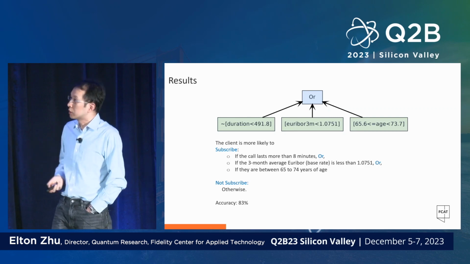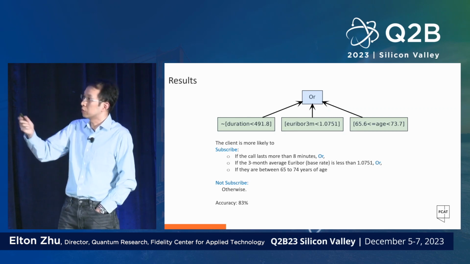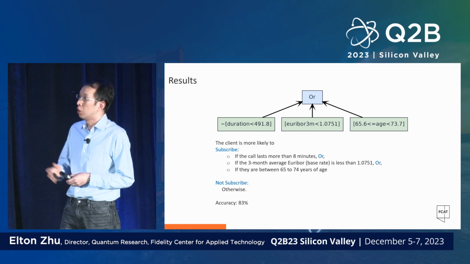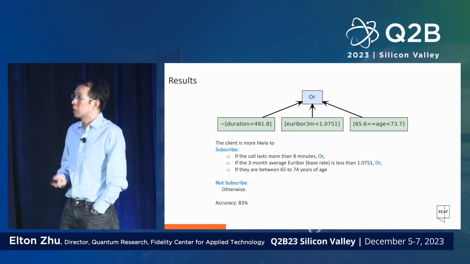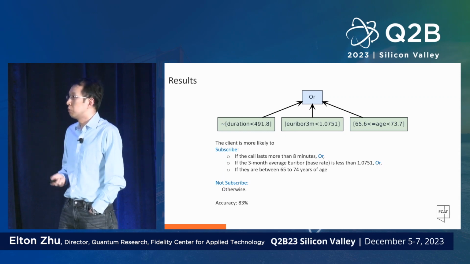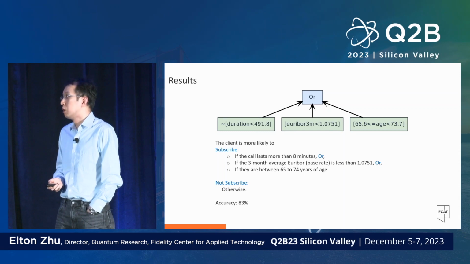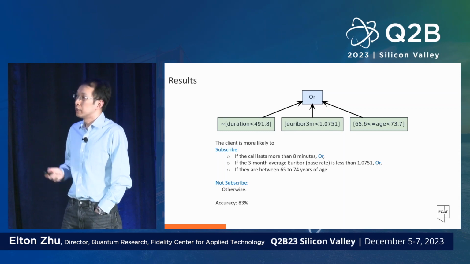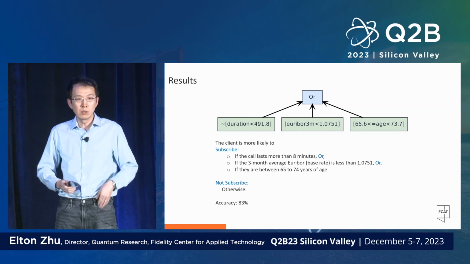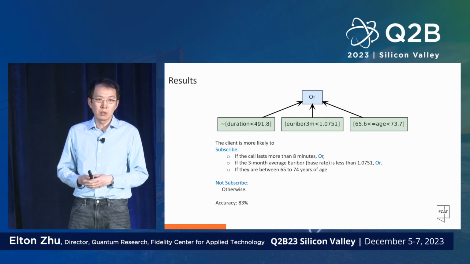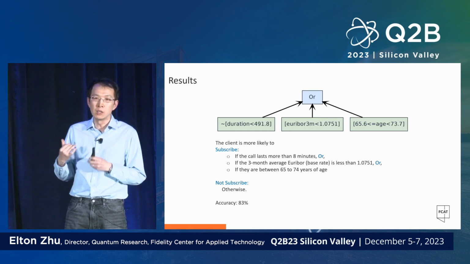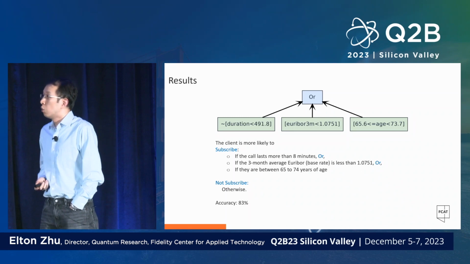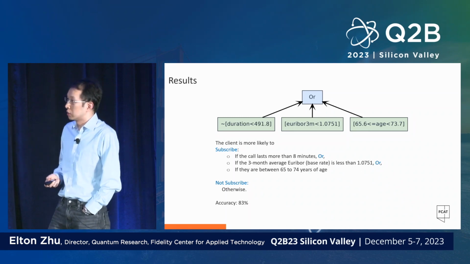So what does this tell me? The first one is the duration of the call in minutes. This tells me that a client is more likely to subscribe if the call lasts for more than 8 minutes. It seems to make sense. If you can keep the call a little bit longer, it means that your client will be a little bit more engaged. The second one is like social economic data.